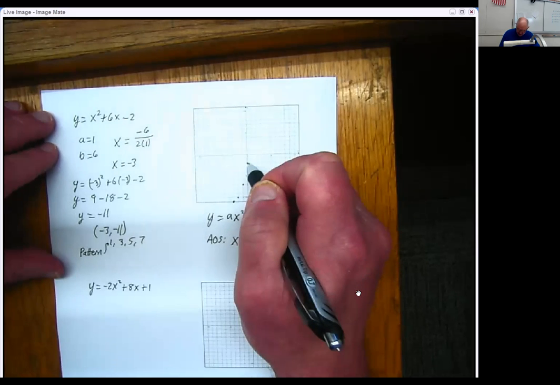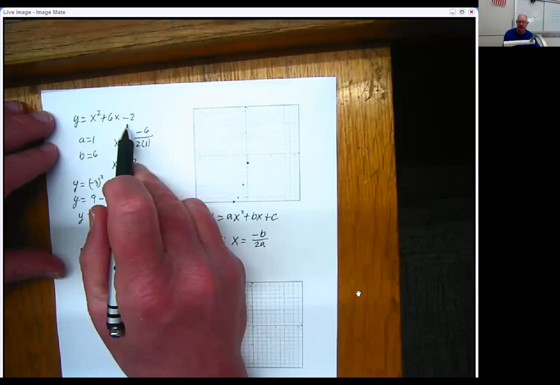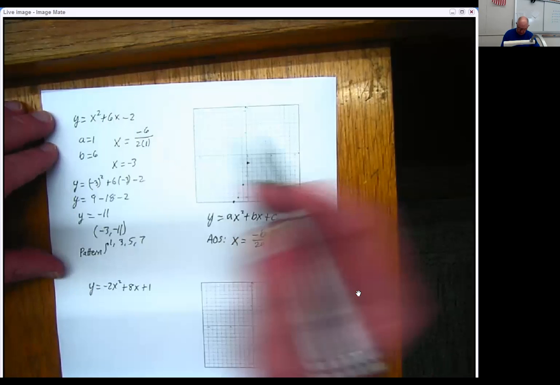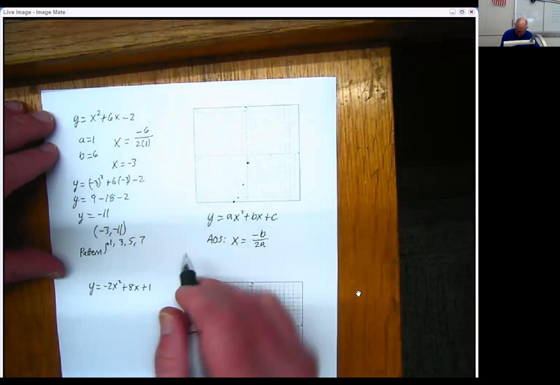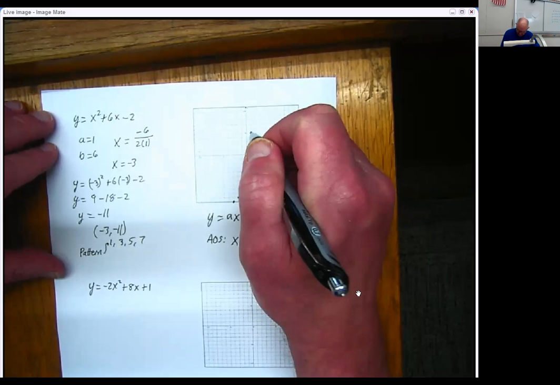Now this is a nice check. If you notice, I'm on the y-axis, and if I look at my equation, I've got negative 2, so I know my pattern's working. And then over 1, up 7. So right here, reflect.